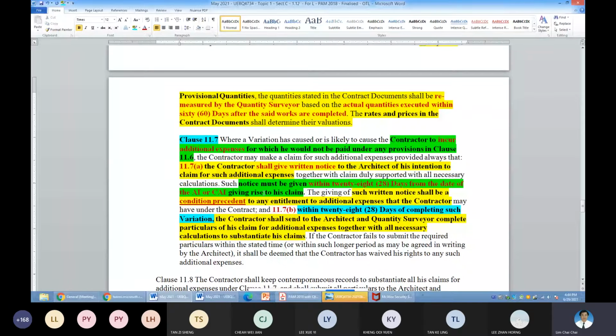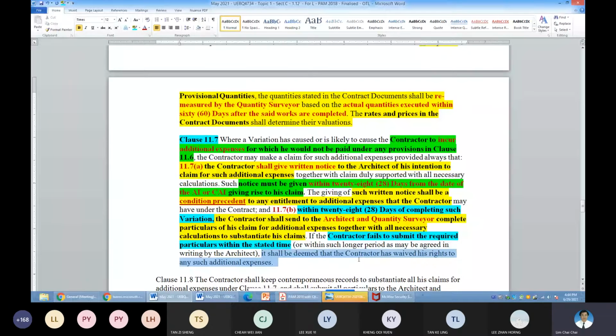11.7b is operational when your works are completed. Then within 28 days, you must furnish everything to the architect and QS for payment. If you don't do that, chances are you don't blame the architect for not paying you. Okay? So, contractor failed to submit the required particulars within the stated time. Here is a warning already. It shall deem that the contractor has waived his right to such additional payment.